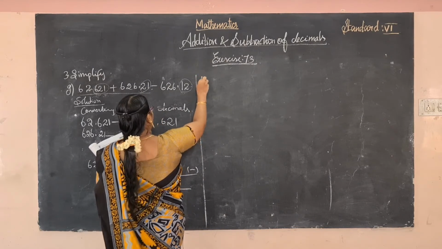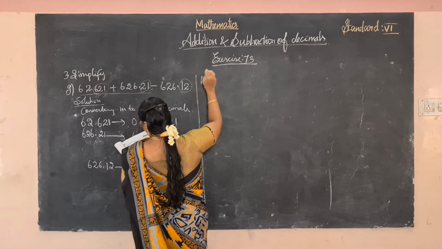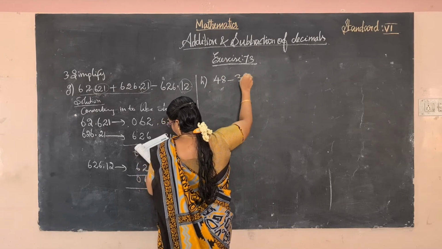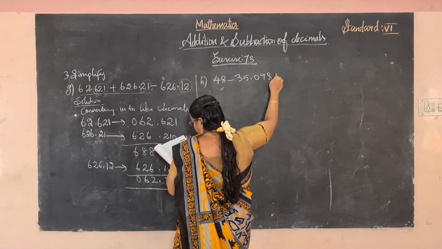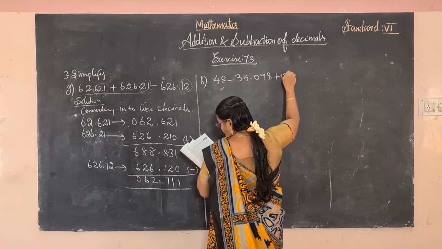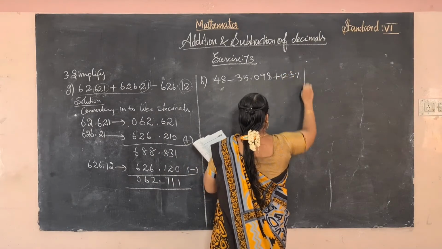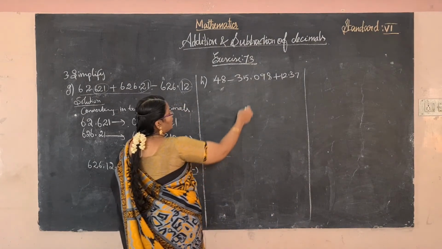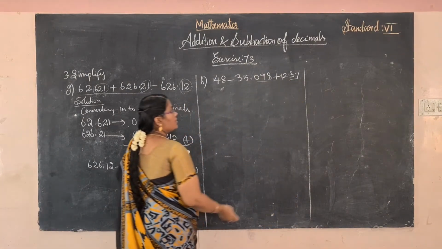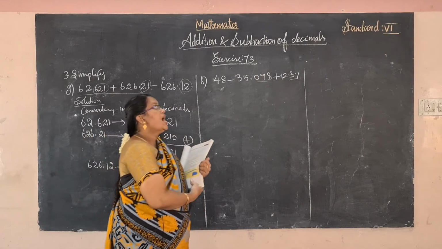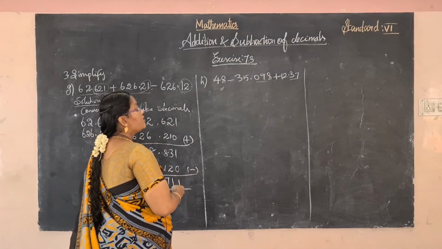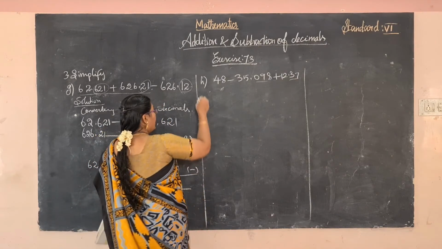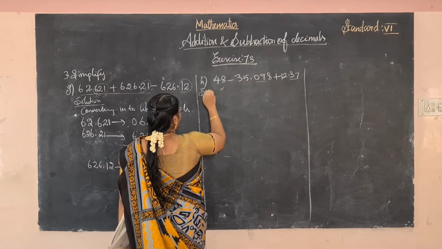And the next one, G after F. F, G, H. F is homework. Okay, G after H1. 48 minus 35.098 plus 12.37. Okay, first check the decimal places. The highest decimal place value is 1000. Given decimals are unlike decimals, so convert into like decimals. Okay, solution.